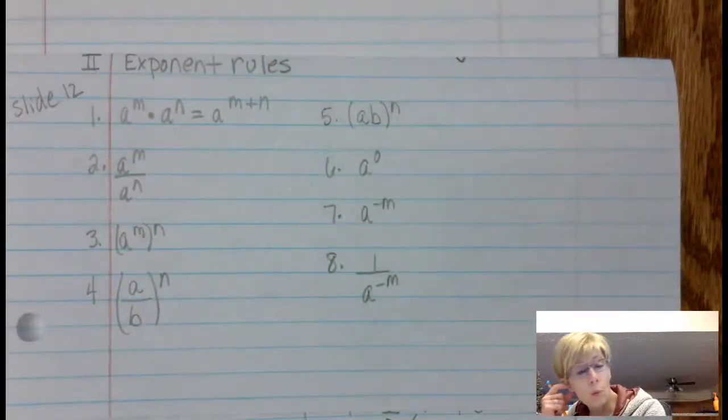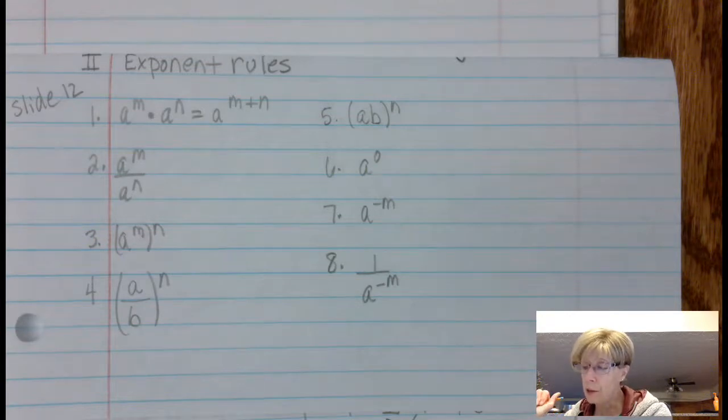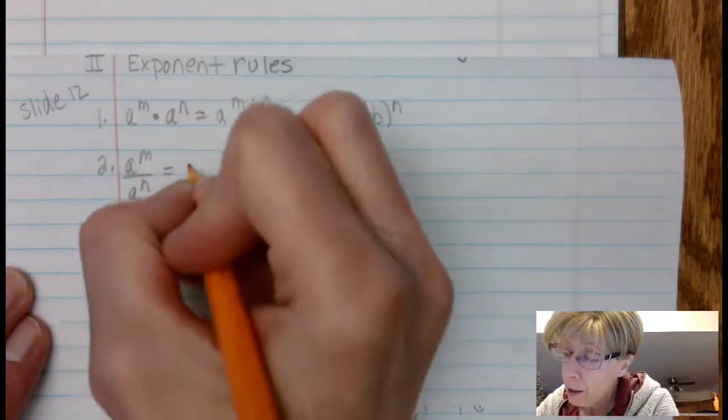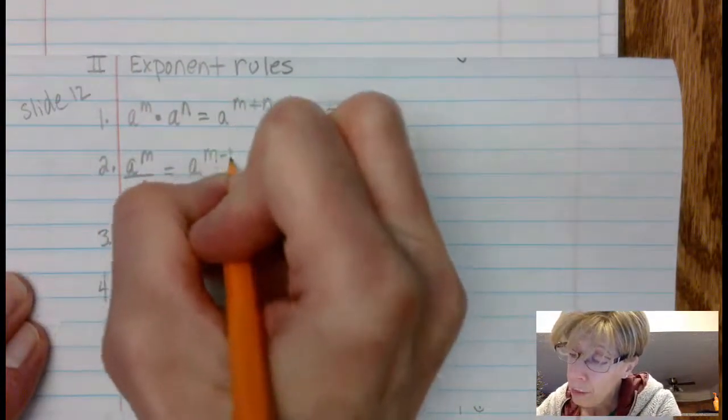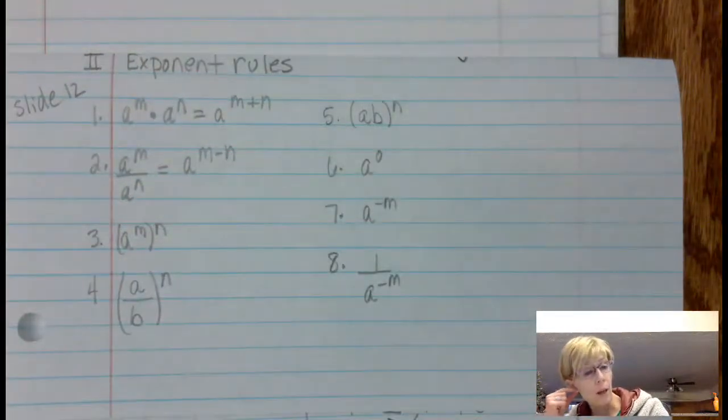By the way, I went in a little bit different order from what's on their screen, but there's nothing too different here. So when we multiply, we add the exponents. The inverse operation of multiplication is division. So when we divide, then we're going to subtract. And it's going to be the top exponent minus the bottom exponent.